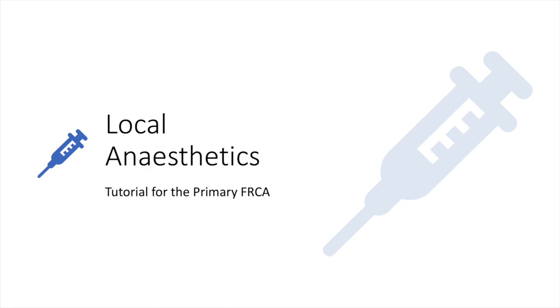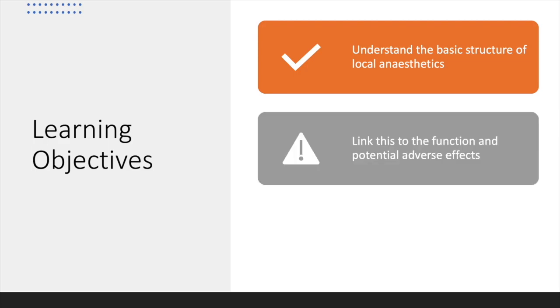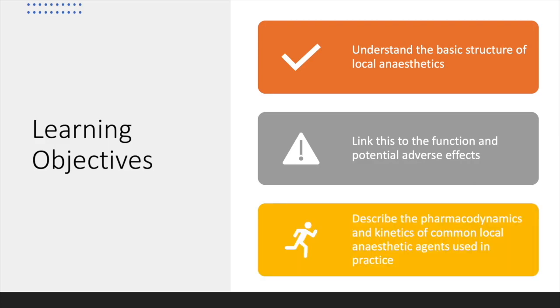Without further ado, let's get on with this. So a couple of learning objectives. First of all, we're going to understand the basic structure of local anaesthetics. We're going to relate that to the function and potential adverse effects of local anaesthetics, describe the pharmacodynamics and the pharmacokinetics, and talk about some common local anaesthetic agents that we use in practice.